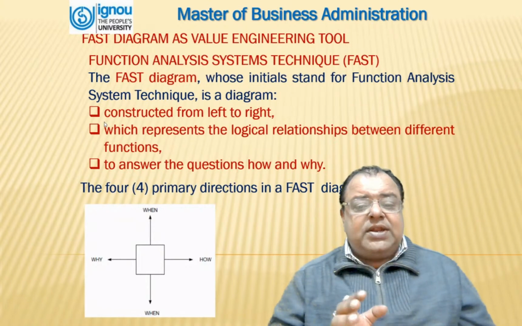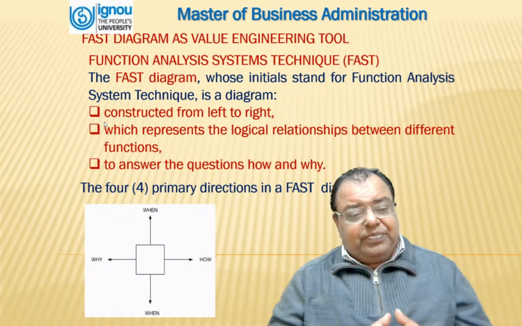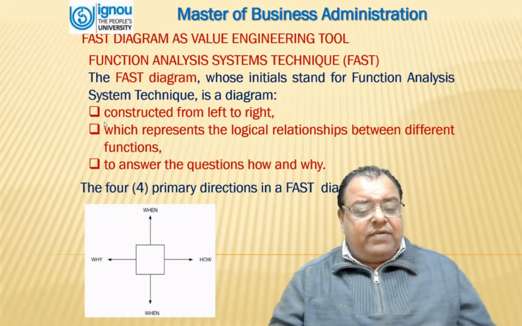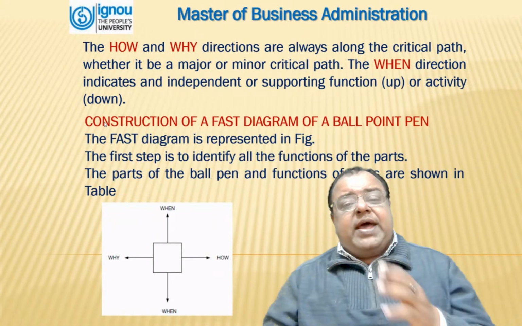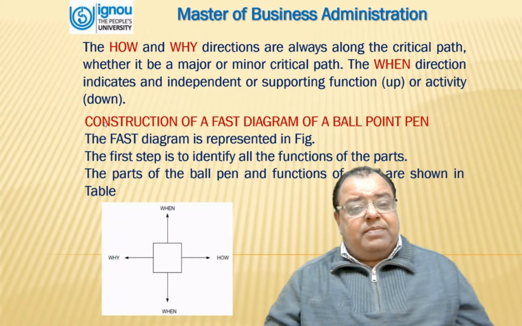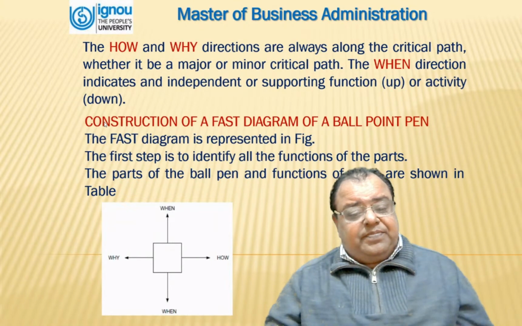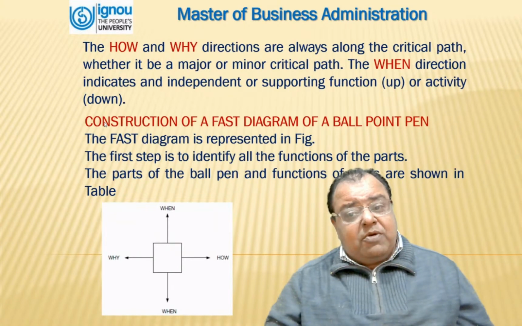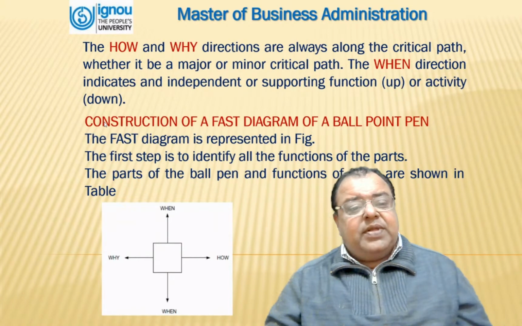And to answer the questions how and why, the four directions of the FAST diagram are: when at the top, how on the right, why on the left, and when at the bottom. The how and why directions are always along the critical path, whether it may be a major or minor critical path. The when direction indicates the independent or supporting function or activity done.